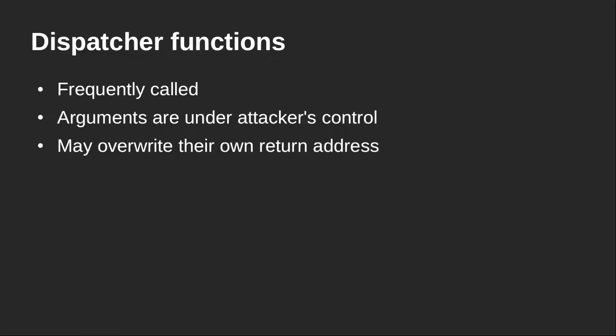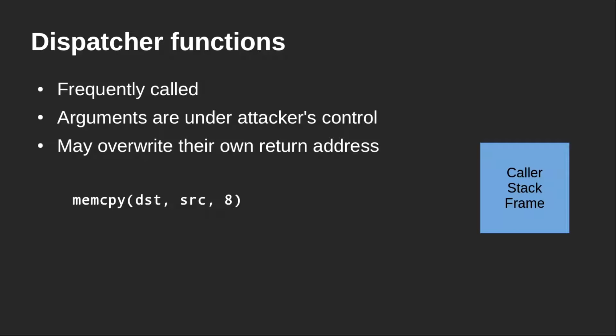These dispatcher functions are frequently called, and yet the arguments can be under the attacker's control through the different forms of memory corruptions that we discussed before. The dispatcher functions may override their own return address. So if you look at the simple memcopy call, where the attacker can supply the 3 arguments, we just use this memcopy call to overwrite its own return target and then redirect and connect these 2 parts of the control flow graph.